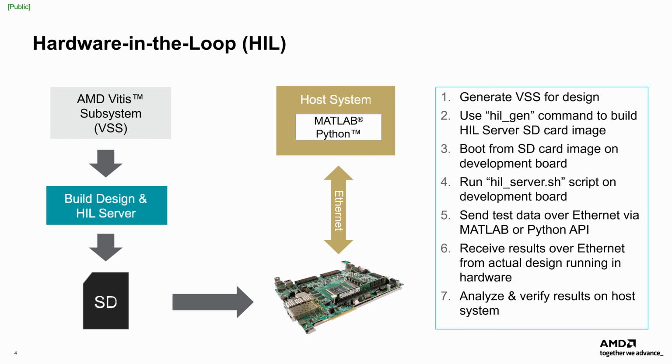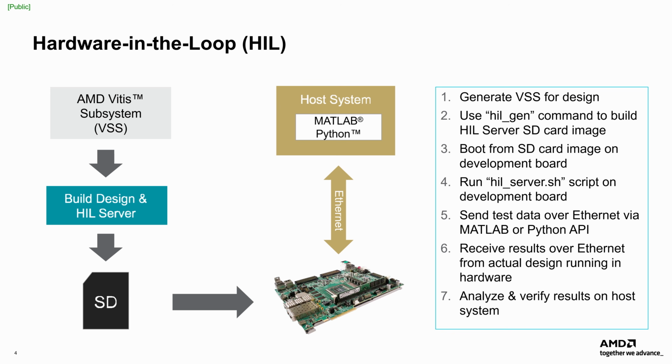In this flow, heterogeneous designs containing any combination of AI engine, HLS, or HDL components are first compiled into a Vitis subsystem. This subsystem is then used to generate a bootable SD card image for a development board, allowing the board to operate as a HIL server. On the host system, a MATLAB API or Python API can be used to send test data to the board and retrieve results through an Ethernet connection.